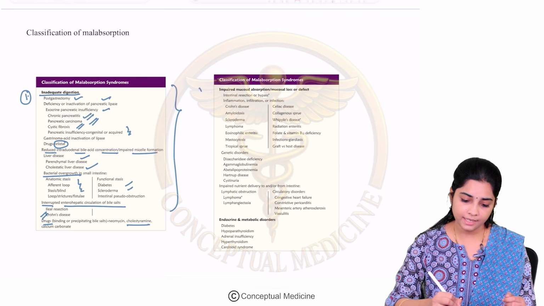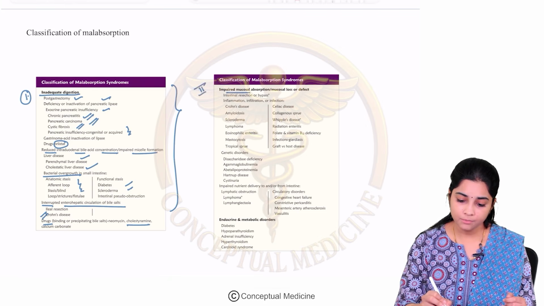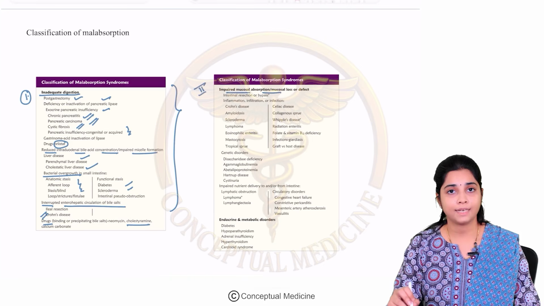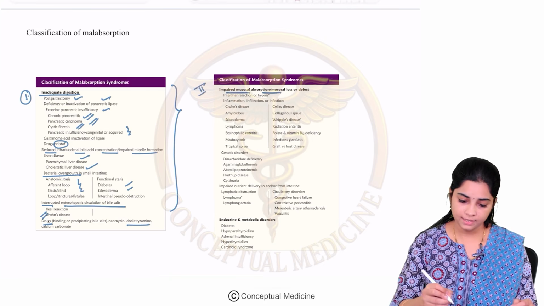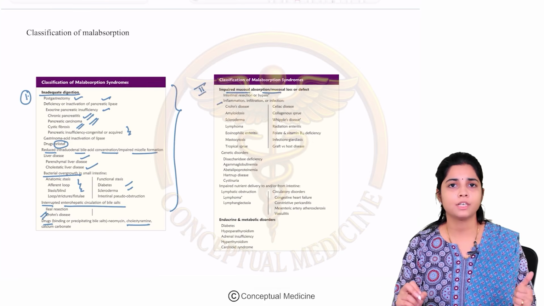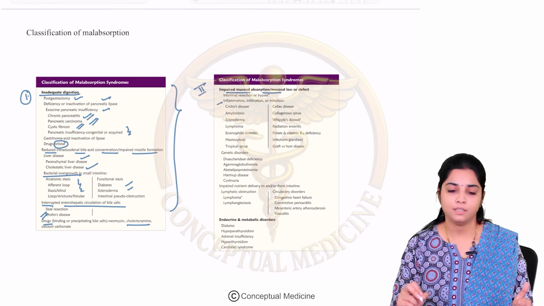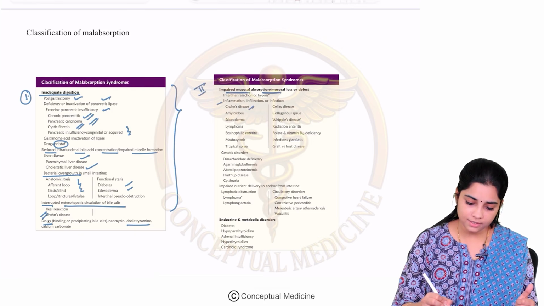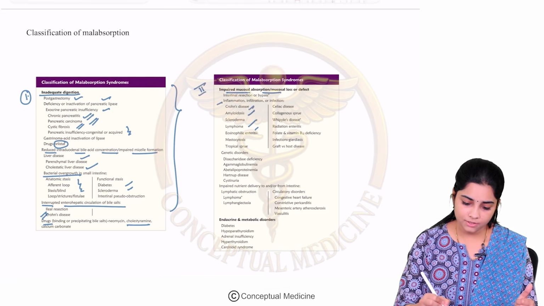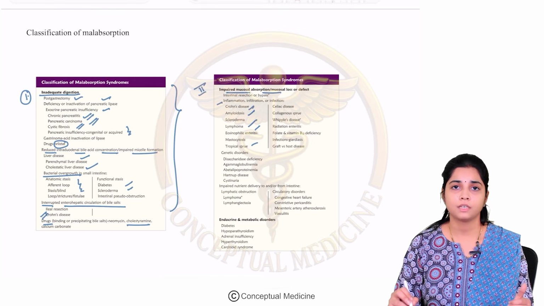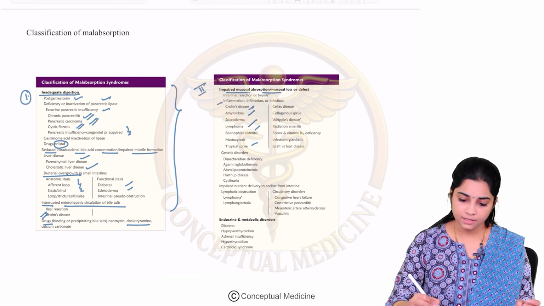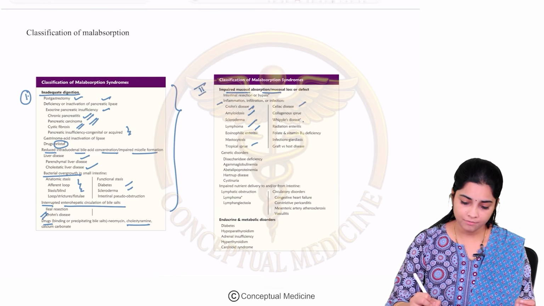Then we will look at the second mechanism where there is an impaired mucosal absorption. Now it is not digestion, we are discussing how the absorptive processes can be affected. So this can happen due to inflammation or infiltration or infections. So inflammatory conditions like Crohn's disease, amyloidosis, lymphoma, eosinophilic enteritis, tropical sprue, all these malabsorptive disorders can cause inflammation. Then celiac disease, then infections like Whipple's disease, okay, or infections like giardiasis.